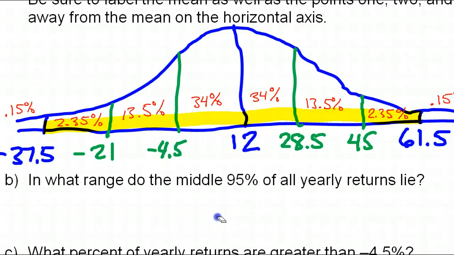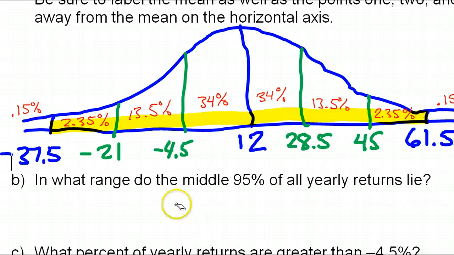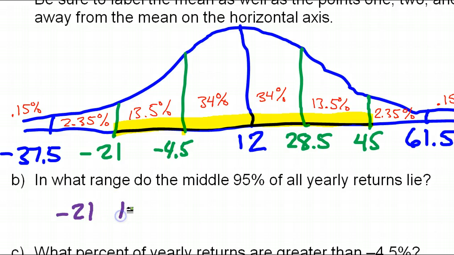So I'm looking at part B. In what range do the middle 95% of the values lie? Okay, well, the middle 95%, that is 2 standard deviations in both directions. So what I just highlighted in yellow there, that's the middle 95%, 2 standard deviations. Okay, so that is from -21 to 45.